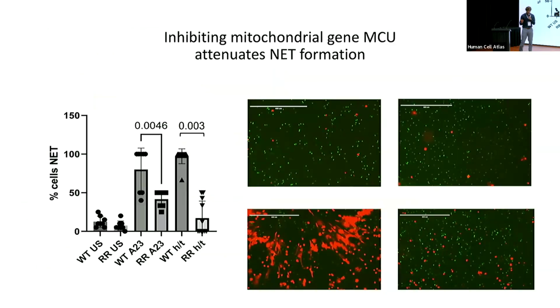Does this have functional consequences? Well, blocking a mitochondrial protein, mitochondrial calcium uniporter, using ruthenium red attenuates NET response. So this is the unstimulated to NETs, you can clearly see them here, and then when you treat with the compound, you almost completely lose any NET formation.